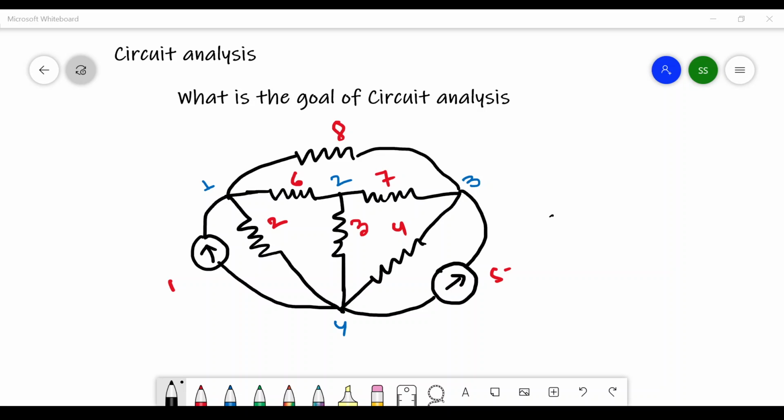Hello everybody, the topic on which I'll be discussing today is circuit analysis. The first thing we need to understand is: what is the goal of doing circuit analysis?